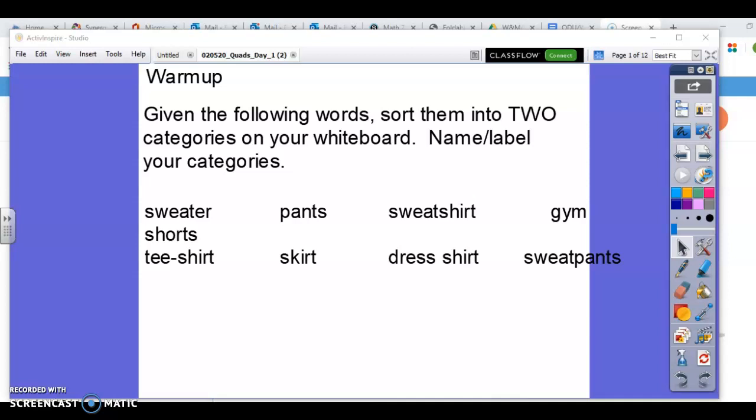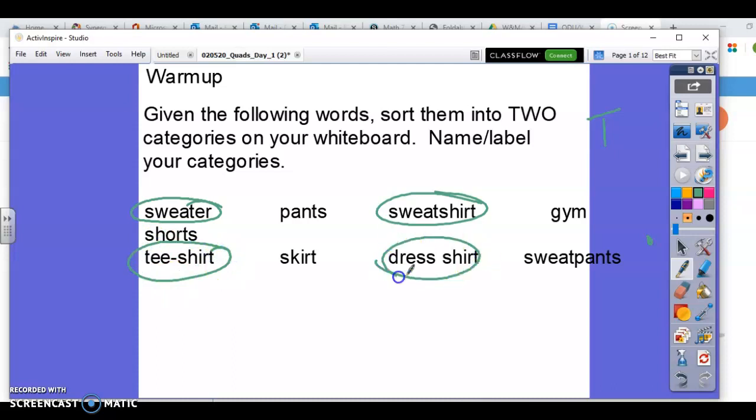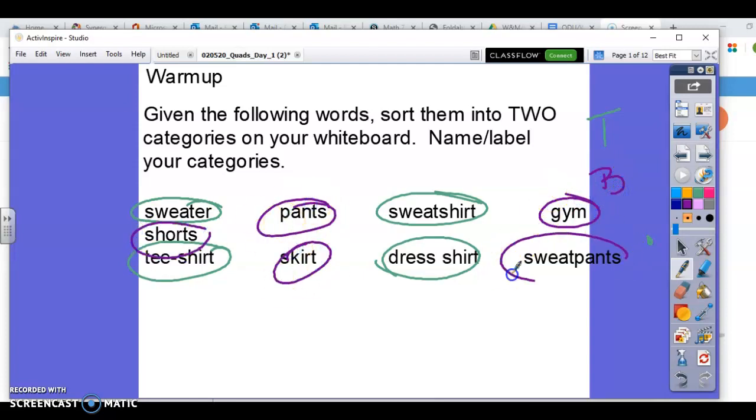All right, so the 2 categories I would come up with would be clothes that go on the top of your body and clothes that go on the bottom part of your body. All right, so the clothes that go on the top half of your body, I'm going to circle in green. So a sweatshirt, sweater, t-shirt, dress shirt. So the bottom half, I would say gym shorts, pants, skirt, and sweatpants.